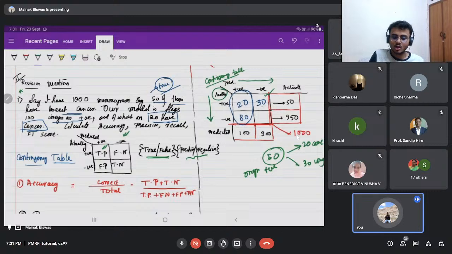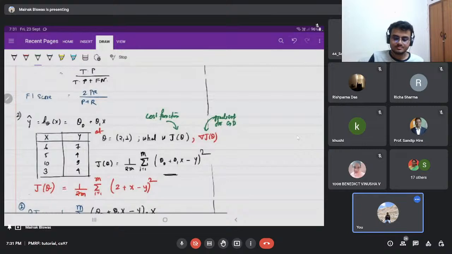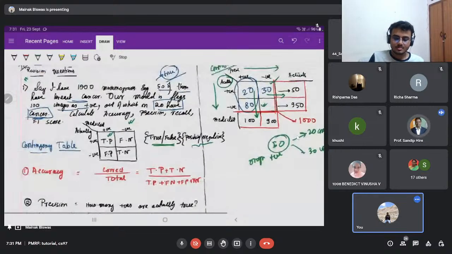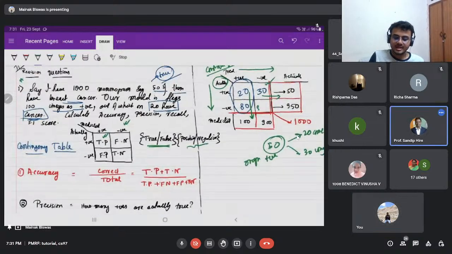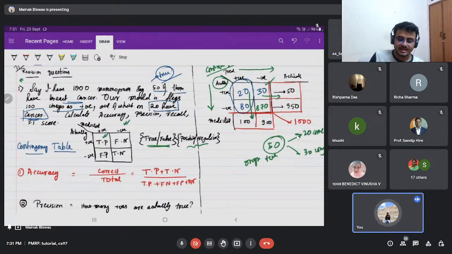Along the row it will sum to 50, and along the columns it will sum to 100, because your model is saying 100 of them have cancer. So this you can fill up. What is this number? 870. Yes, 870. So this is 870.